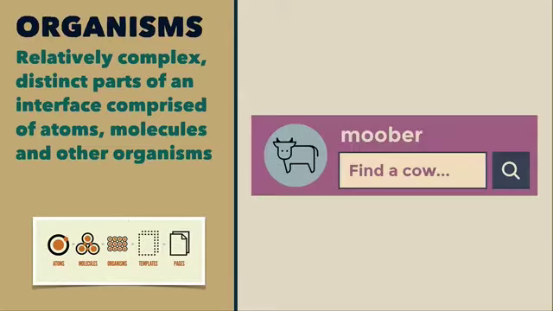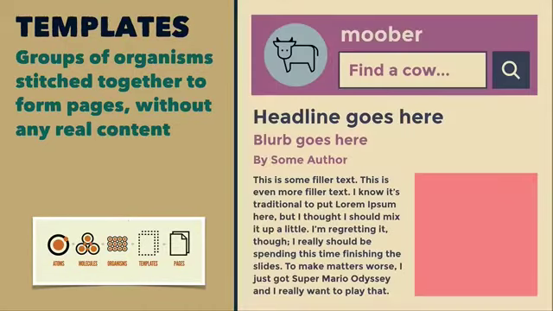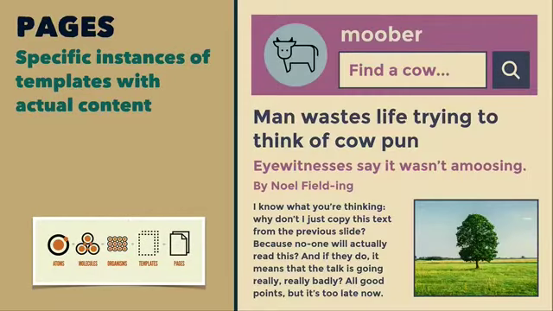So for example, that might be my header bar, which has my search bar, but also a logo and the background at the back. Then one up, I have templates, which are groups of organisms stitched together to form pages without content. So, for example, here I have a typical blog post or article page. And then finally, I have the pages, which are specific instances of those templates with actual content. So here is a nice article.